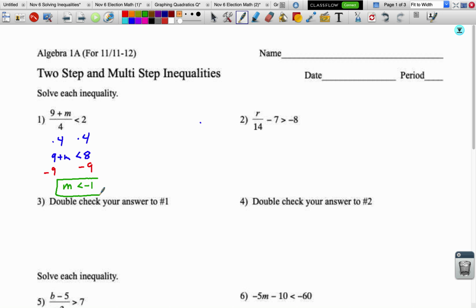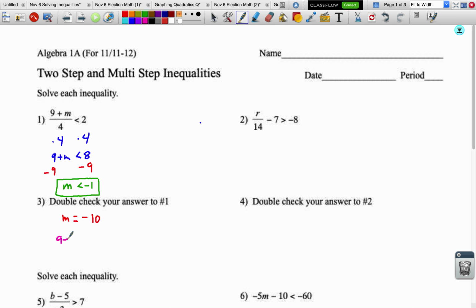But how do we double check this? Well, normally we would just plug -1 back in, but that's not what this is saying. It's saying that m is a number less than -1. So I have to pick a number such as, well, let's pick m equals -10. That's a number that's well less than -1. And let's see what happens when I plug m equals -10 in.